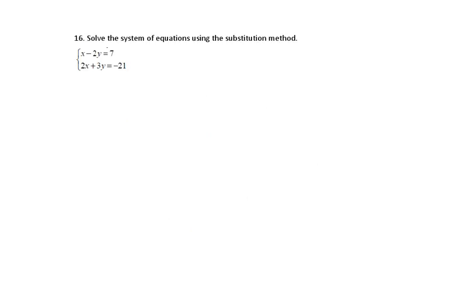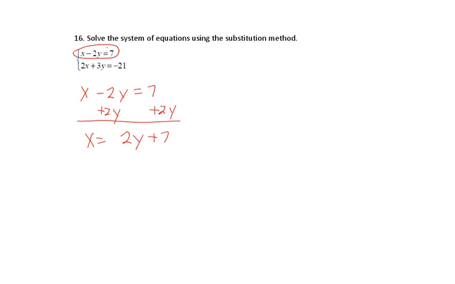16 wants us to solve by substitution. To solve by substitution, we got to get x alone or y alone. Honestly, it doesn't matter which one you get alone, just somebody. But the easiest one to pick is one where there's nothing in front of x. So let's start with the top one. X minus 2y equals 7. If you add 2y, this means x equals 2y plus 7.